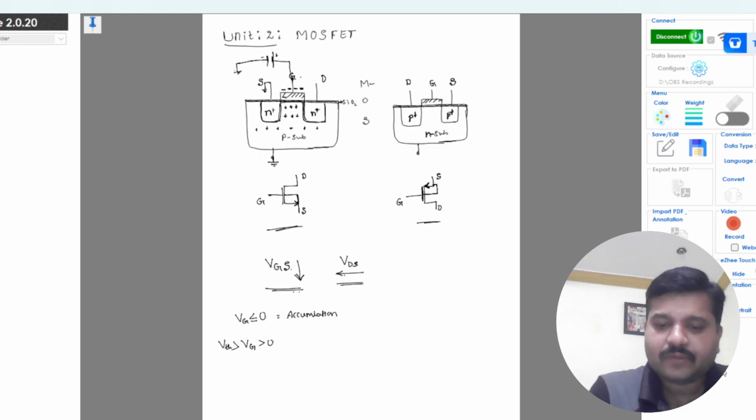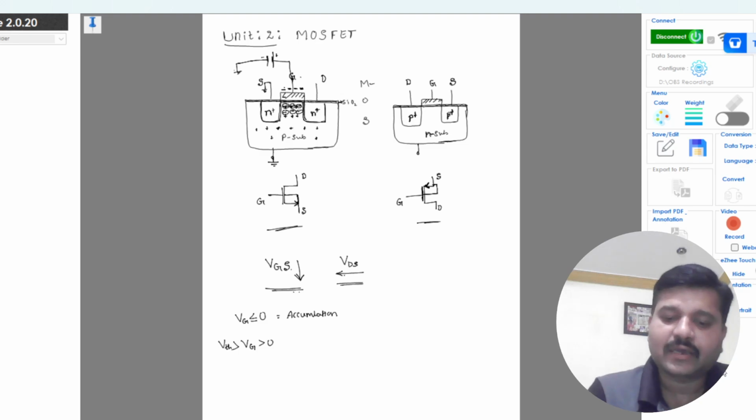All the electrons, which are minority charge carriers in the P substrate, will deposit beneath the gate and form the channel layer, and all the holes are repelled from the gate terminal and go deep inside the P substrate like this.